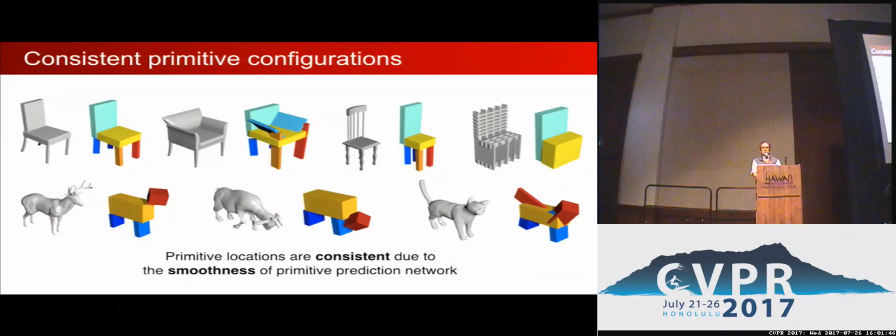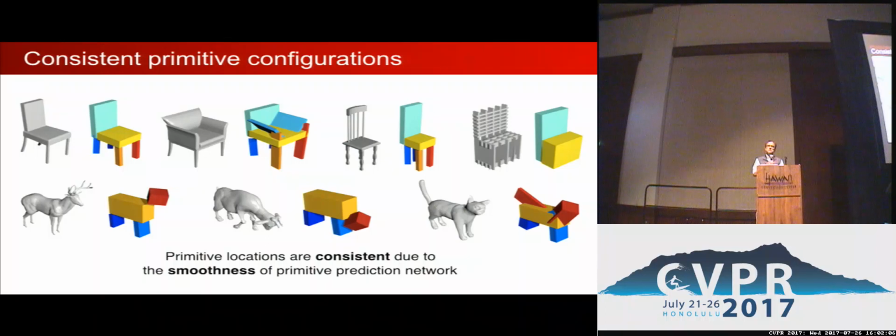Another issue is the consistency of these decompositions. That is, we would like not just to parse each shape into primitives individually, but to parse them consistently. And what really helps here, I mean, this kind of falls out of the formulation, is that the whole pipeline essentially is a continuous function.